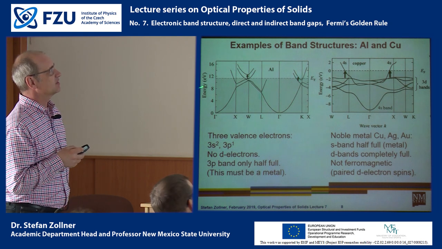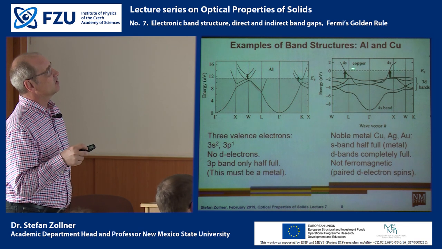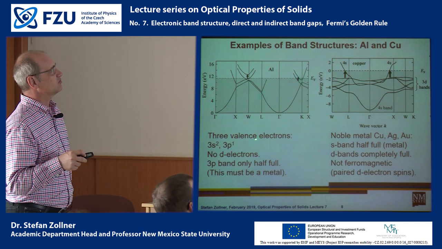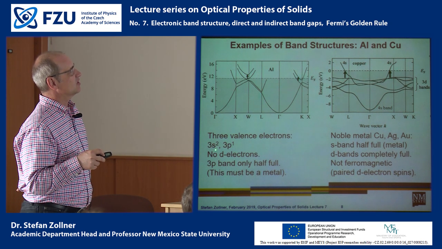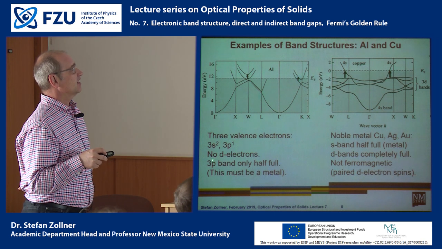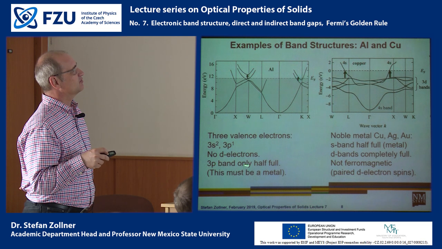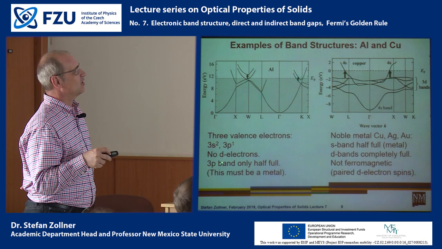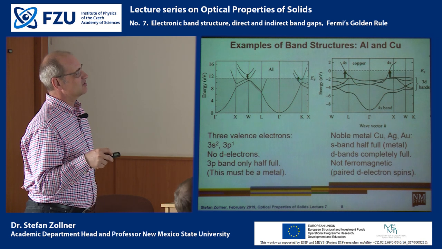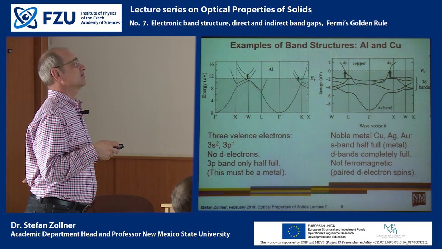We also have band structures for metals. And the example here on the left is aluminum, and on the right I have copper. So let's look at aluminum first. We have three valence electrons in aluminum, two s electrons and one p electron in the third shell. There are no d electrons. And of course, the 3p band is less than half full, since it can hold six electrons. But I have an odd number of electrons, and because I have an odd number of electrons, I can immediately conclude that this must be a metal.